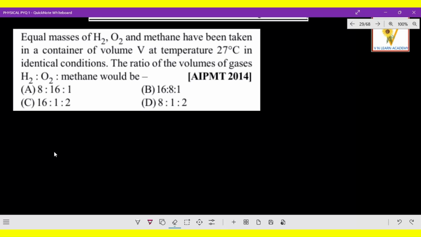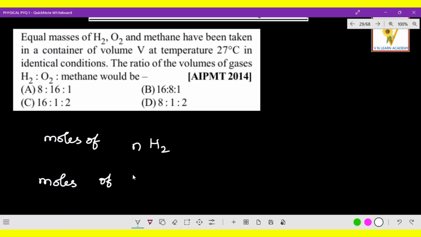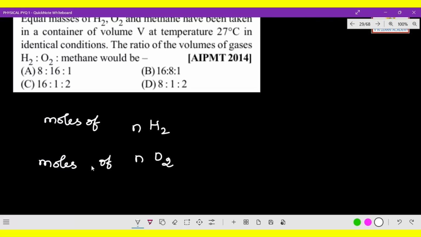Okay, now here, hydrogen, oxygen and methane, right? So number of moles: moles of hydrogen, moles of oxygen and moles of methane, CH4, right? Okay, now CH4 is methane, right? Now here number of moles equal to given mass by molecular mass. Just we can identify small m by capital M. Small m is given mass, capital M is molecular mass. So molecular mass of hydrogen H2.